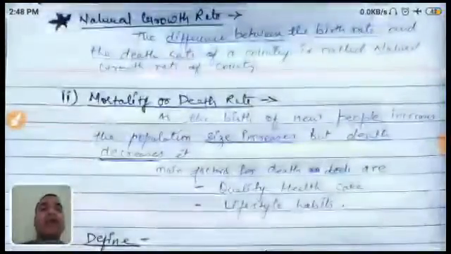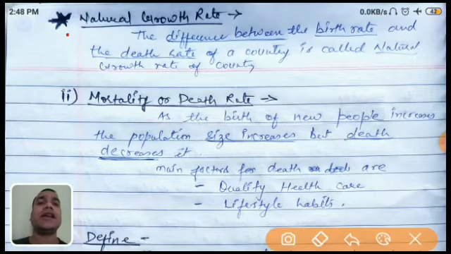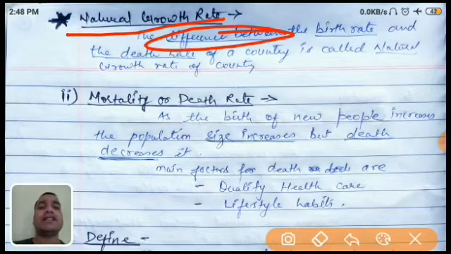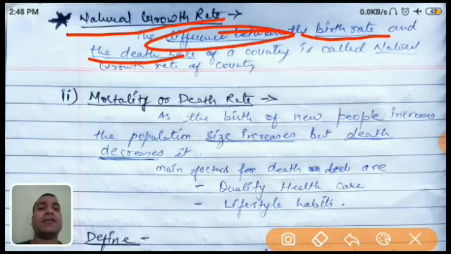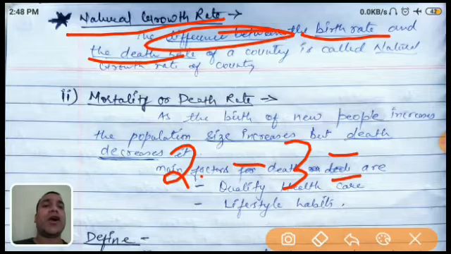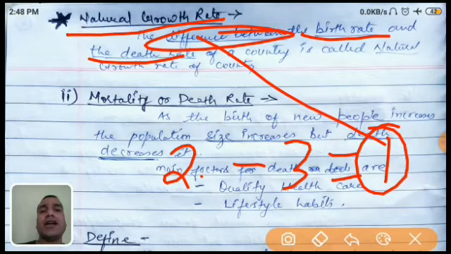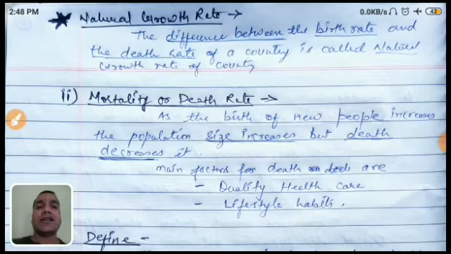One more thing we have to understand, it is the natural growth rate. What is this natural growth rate? The difference between the birth rate and the death rate. Now if the birth rate is 2 point something, okay, 2, and the death rate is 3, so the difference for a country is called the natural growth rate. So what will happen? The answer is 1. So this is the natural growth rate of a particular country. So I hope you understand this, affecting the size of population.